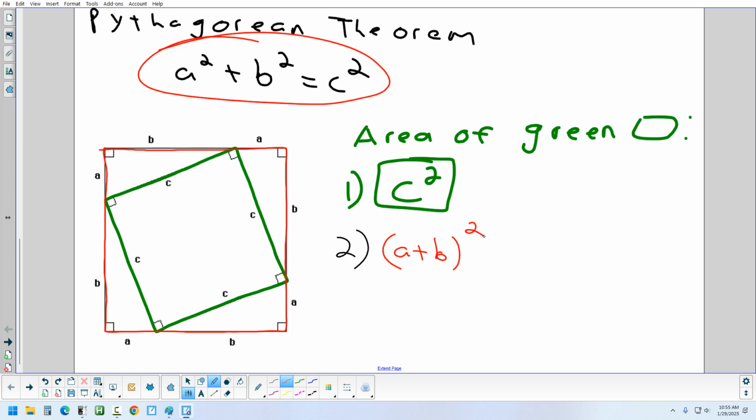And now we're going to subtract the area of each of those triangles. And there's 4 of them. So we're going to subtract 4 times the area of the triangle. And I'll label it. Area of the triangle. This is the area of the red square.